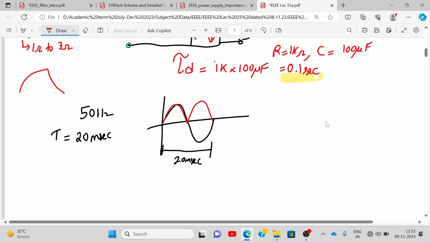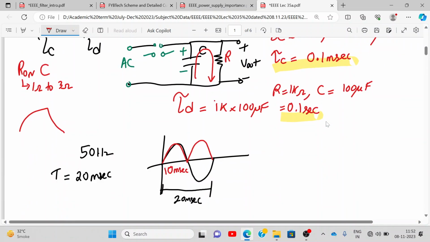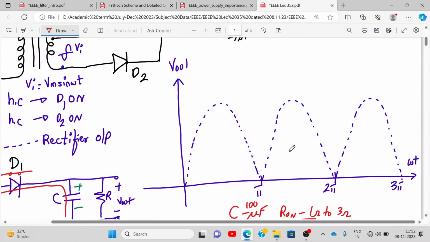So how much does one cycle need? 10 milliseconds. Yes or no? Now listen carefully to what happens. Understood? How much charging time is needed? 0.1 millisecond. And how much is this period? 10 milliseconds. So this period is 0 to 10 milliseconds, then again 20, then 30. This you have followed. We have taken an example: 10 millisecond, this is 20 millisecond, and this is 30 millisecond.